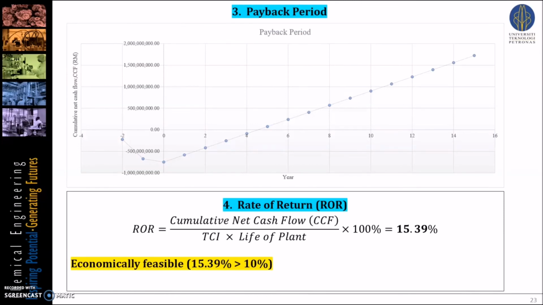Moving on to the payback period, the TCI can be recovered by the net profit of the plant every year after deducting the depreciation value and the income tax of 25%. Based on the graph, it is observed that the payback period is determined at the 5th year, where the cumulative cash flow is positive. Besides that, the rate of return of the plant is calculated using the equation as shown, and it is determined to be 15.39%, which is higher than the assumed MARR of 10%. From there, the plant is proven to be economically feasible.